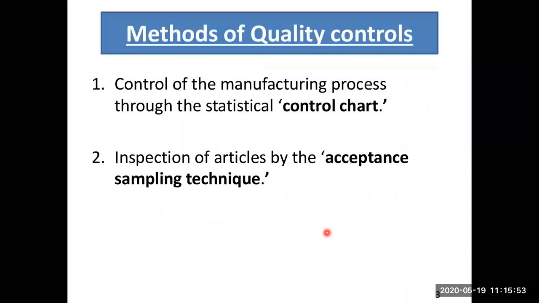Next, control the manufacturing process through statistical control charts. Next, inspection of articles by the acceptance sampling technique. Using the control charts, we will define the acceptance sampling technique. That means we have to accept or reject the sample, and we decide using the control chart only. That is the acceptance sampling technique.